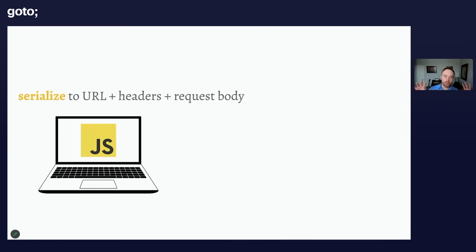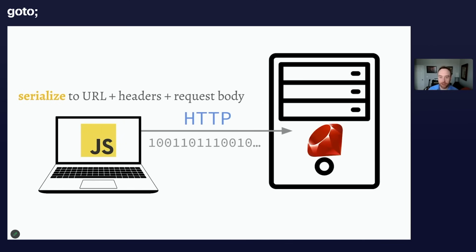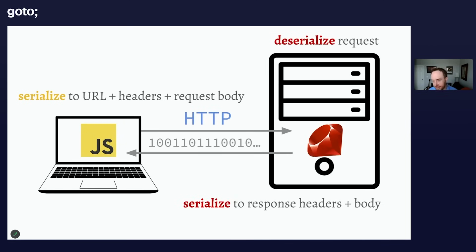Okay, so zooming out a little bit, the goal was we want to call this Ruby function from JavaScript, and the way that we did this at first over HTTP was to serialize this data as JSON: the URL, the headers, the request body, the JSON, all of that stuff. Send it over HTTP to Ruby, which then deserializes the request, does the actual work, and serializes the response back, adds the headers and the body, and then JavaScript deserializes the response.